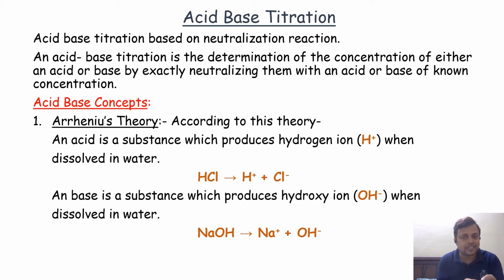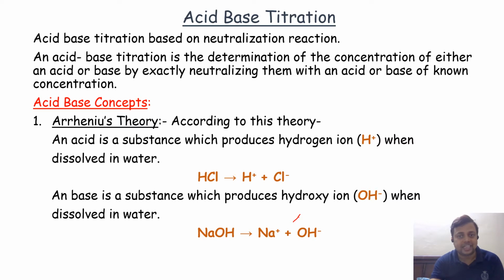And a base is a substance which produces hydroxyl ion when we dissolve it in water. So hydroxyl ions are generally produced by the base. NaOH is a base. It will give the OH minus ion. OH minus ions are produced by sodium hydroxide. So acids are those substances which produce the H plus ion, and bases are those substances which produce the OH minus ion. So HCl is an acid and sodium hydroxide is a base here. Clear, I think.